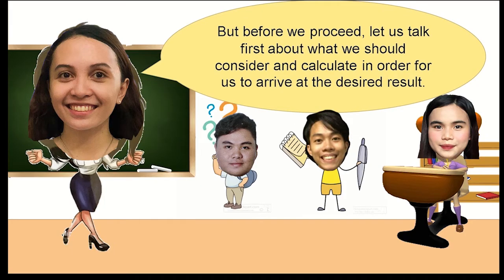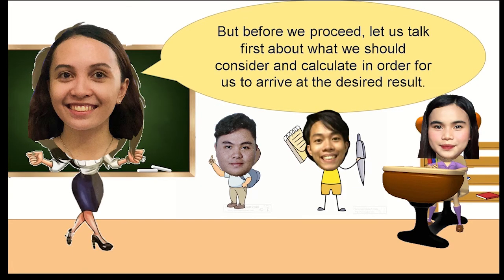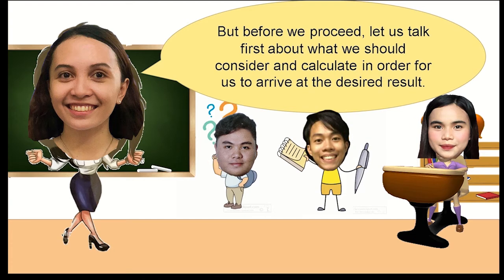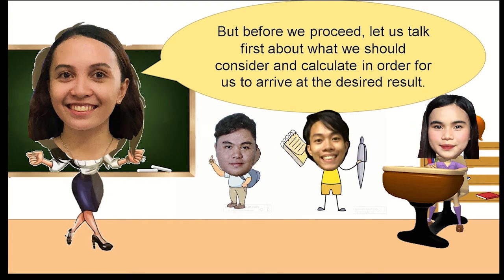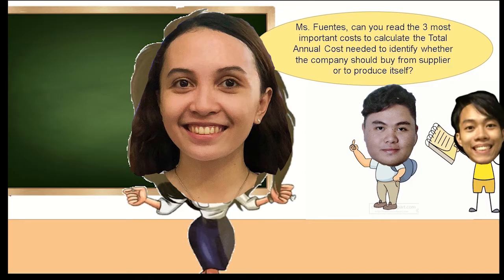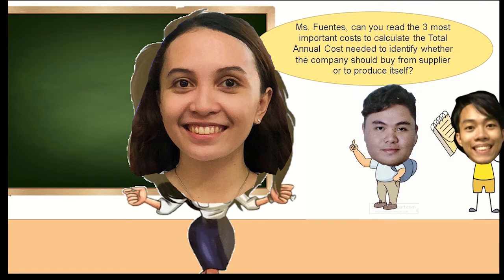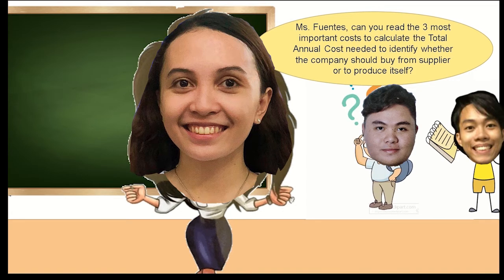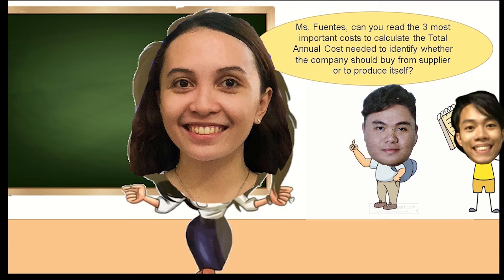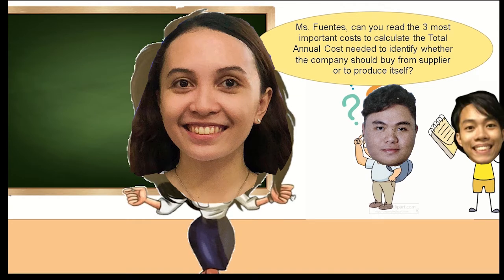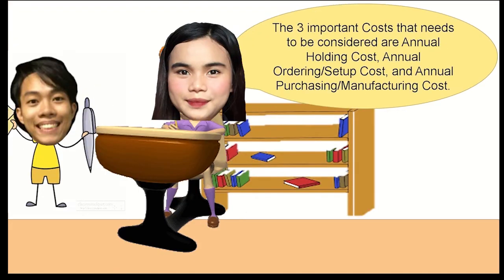But before we proceed, let us talk first about what we should consider and calculate in order for us to arrive at the desired result. Ms. Fuentes, can you read the three most important costs to calculate the total annual cost needed to identify whether the company should buy from its supplier or produce for itself? Yes, ma'am. The three most important costs that need to be considered are annual holding cost, annual ordering or setup cost, and annual purchasing or manufacturing cost.